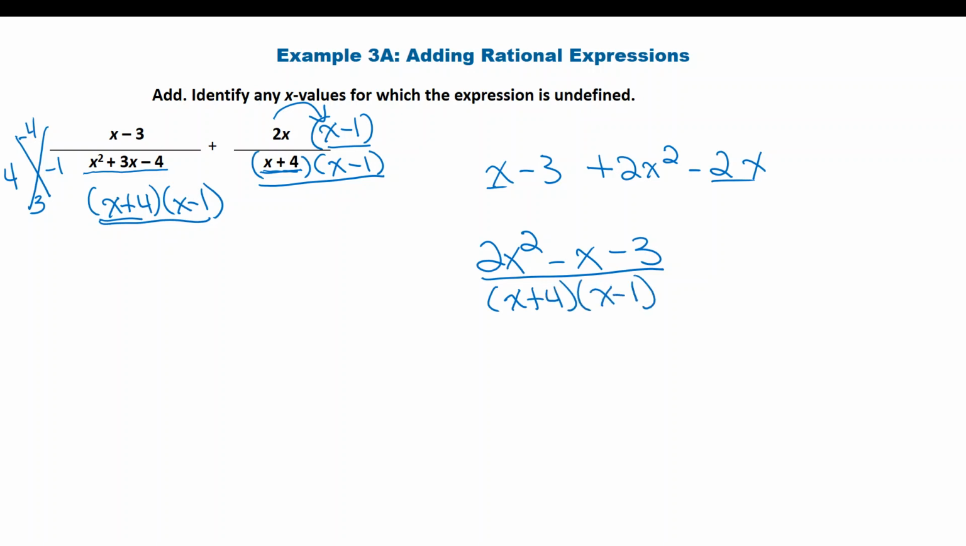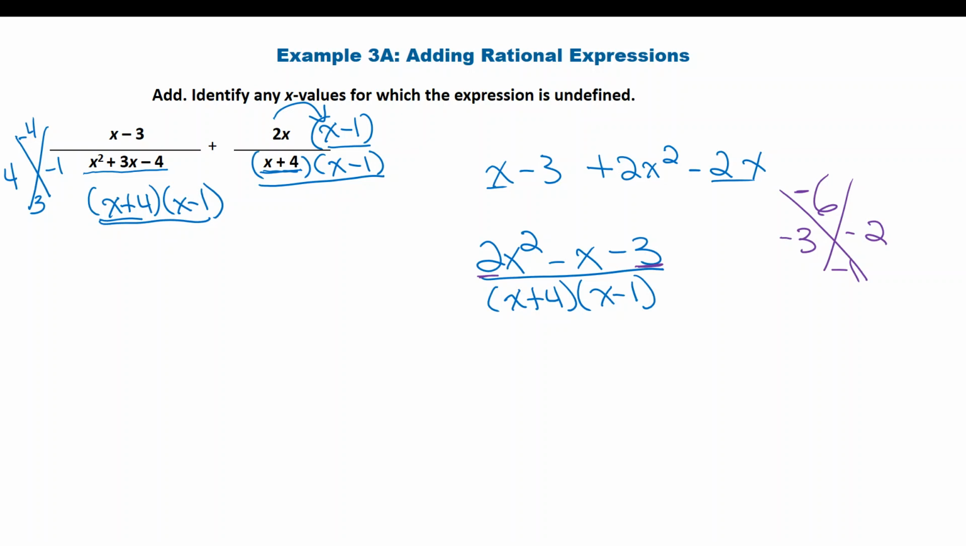Now let's take this expression on the top and see if we can factor that. So I have 2x squared minus x minus 3. So I'm going to take my 3 and 2 and multiply them together. I'm going to say two numbers that multiply together to get negative 6, add together to get negative 1. Well, that's negative 3 times negative 2.